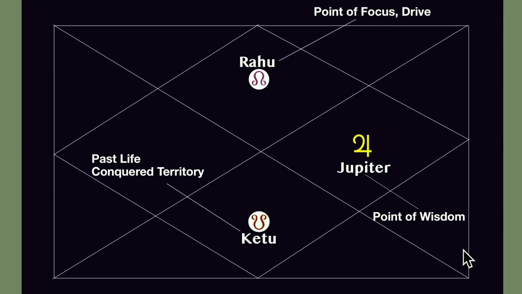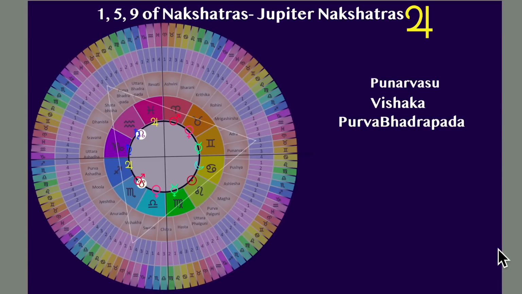Now let's get into the nakshatras. So let's start talking about the 1-5-9 code for Jupiter Nakshatras, which are Punarvasu, Vishakha and Purva Bhadrapada.